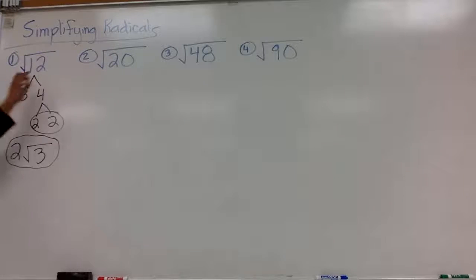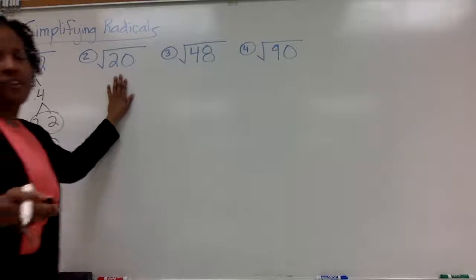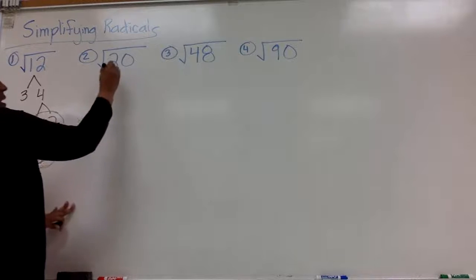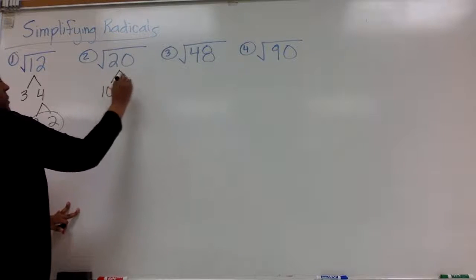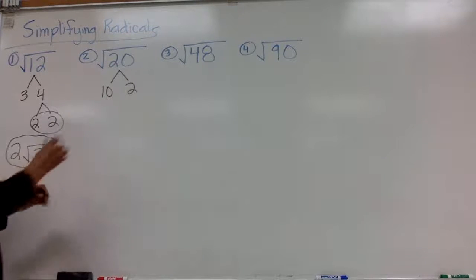All right, problem 2, but the number is 20. We're going to break this down. I can do 5 and 4. I can do 10 and 2. Got some different options in there. I'm going to do 10 and 2. We need to break 10 down into prime numbers.